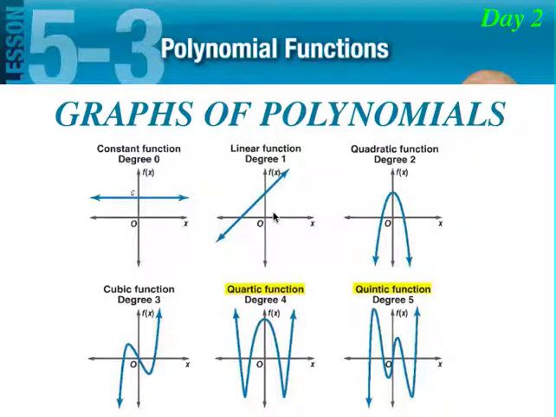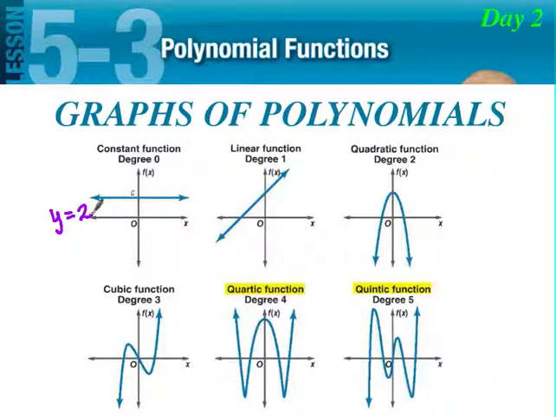Polynomials. If you just want to follow along on your sheet with me, the first thing we're going to do is look at all the different graphs of the first 6 polynomials. So first of all, constant function, that's just a number. Remember, that would be like y equals 2. Y equals -1. That's what a constant function is.